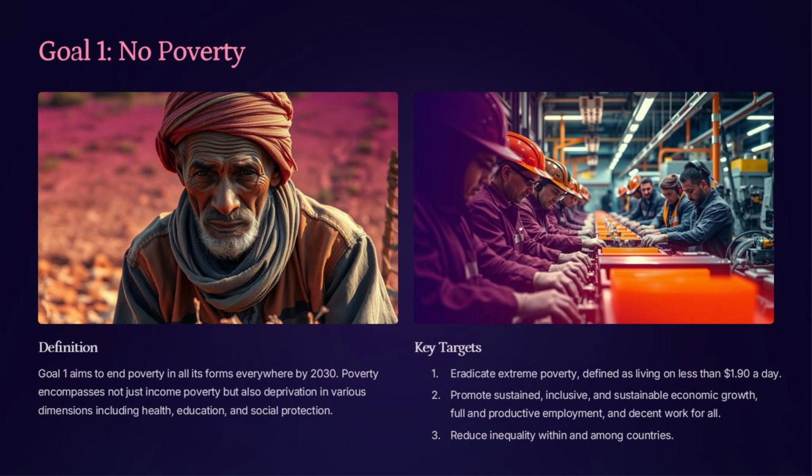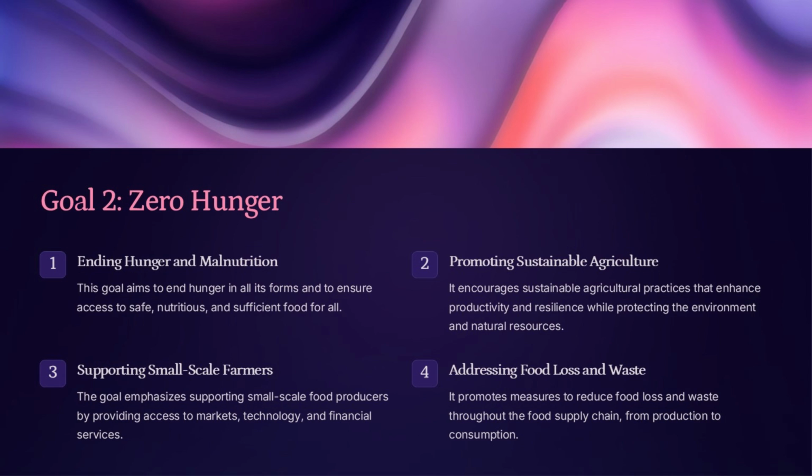The goal of ending hunger and malnutrition is crucial for ensuring all people have access to safe, nutritious, and sufficient food. Promoting sustainable agricultural practices is key to enhancing productivity and resilience, while protecting the environment. Supporting small-scale food producers by providing access to markets, technology, and financial services is essential for empowering local communities. Reducing food loss and waste throughout the supply chain, from production to consumption, can have a significant impact on improving food security.